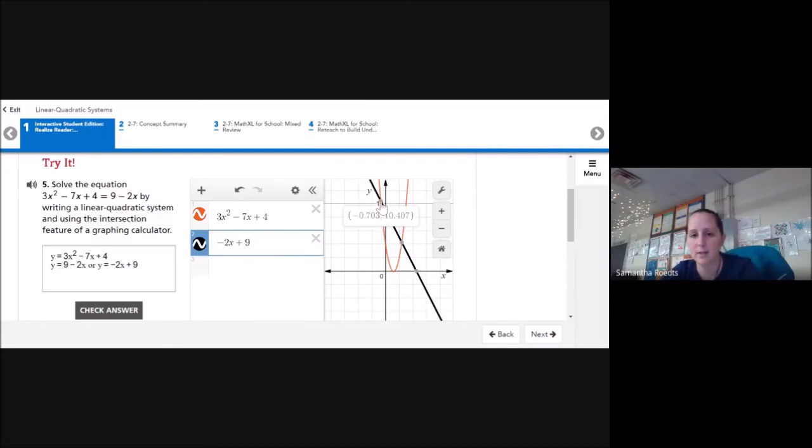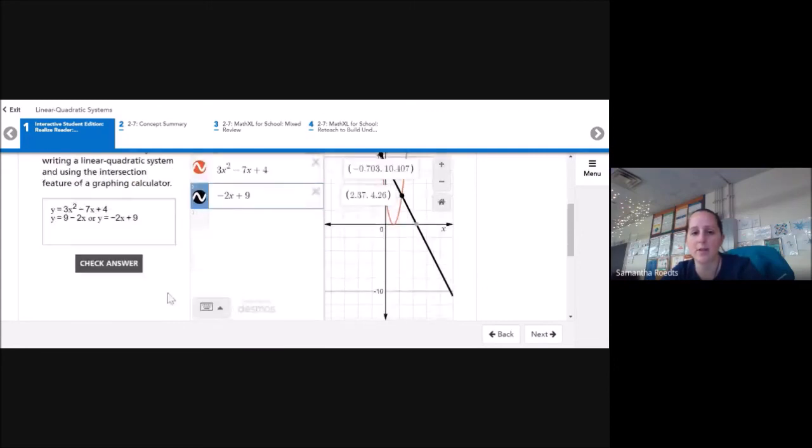I can see here and here are my 2 points where they cross. So negative 0.703 and 2.37.